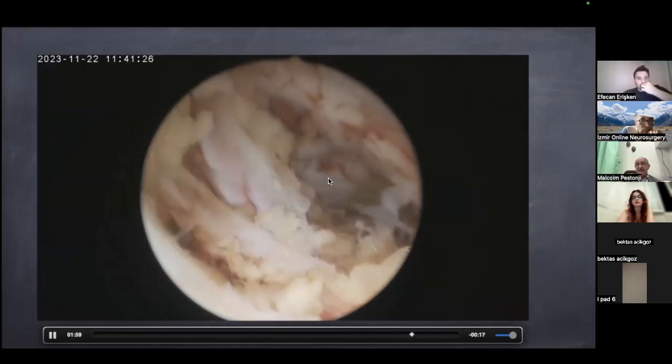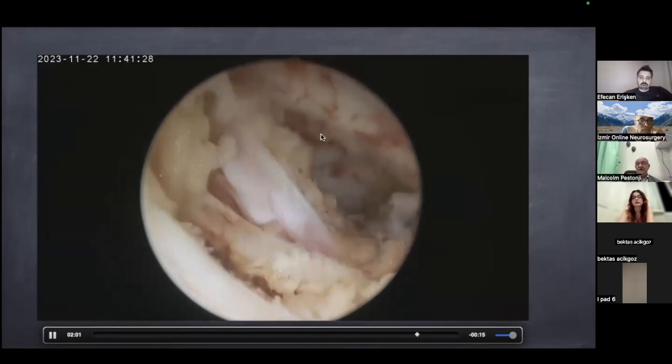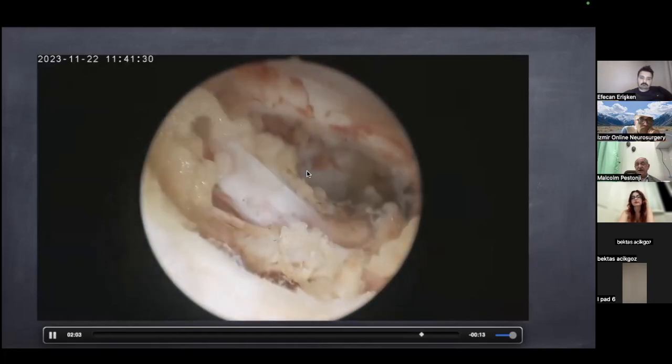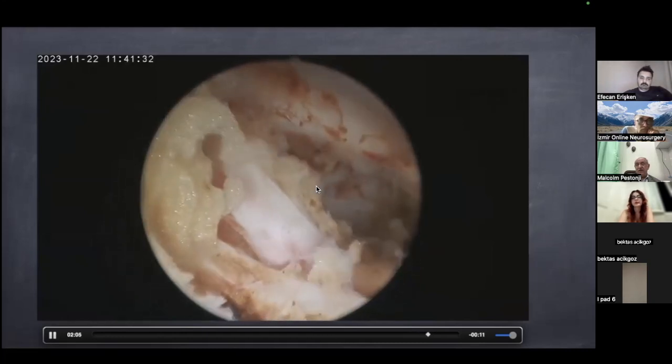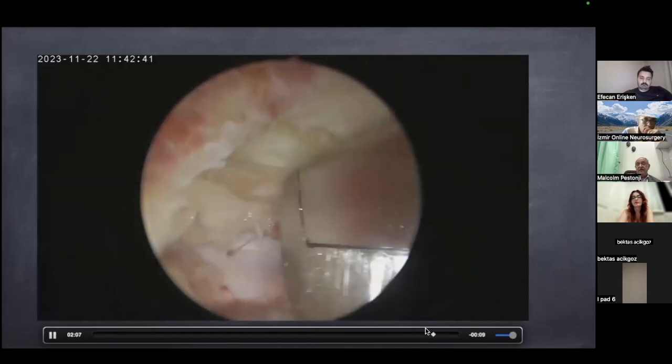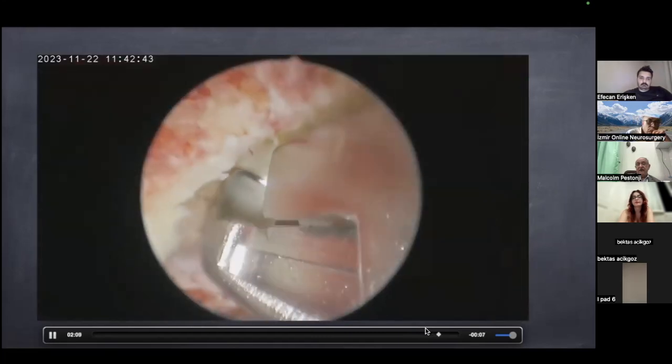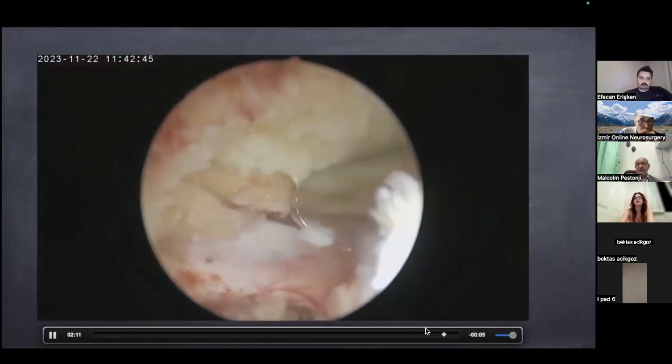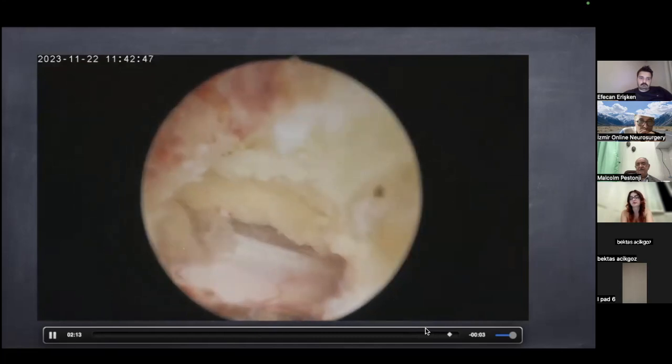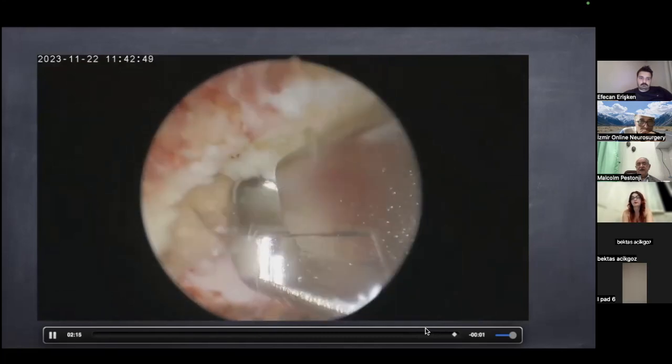You can see the axilla. And you can see the dural rent over here. The rent in the annulus over here, small. And now finally doing the decompression, a little extra foraminotomy to create a little extra space to make sure that everything is fine.